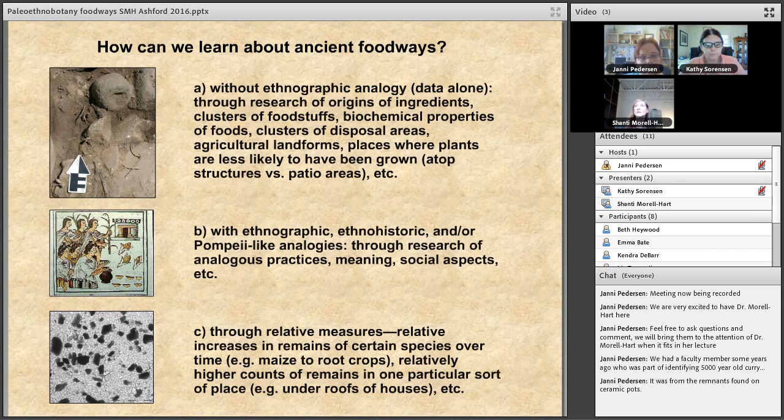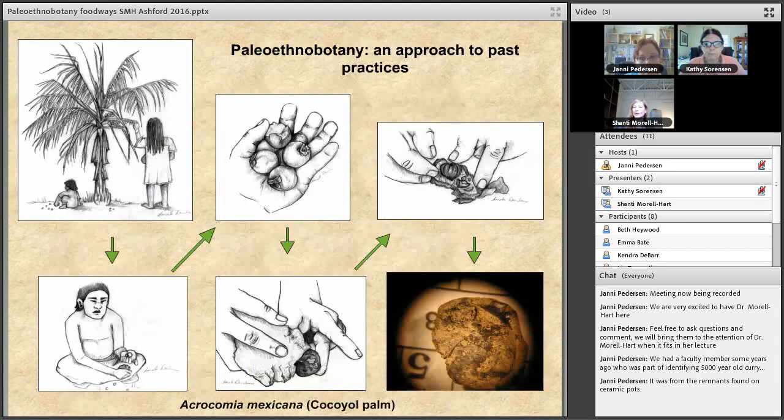We might not have a good sense of the properties of a particular plant. We may not have good ethnographic analogies to work with. We may not even know what the plant is. But we could talk about variation, numbers of different kinds of plants that we find in different contexts, in different locations. So we could look at relative shifts of crops over time, maize versus root crops, for example. Or we could talk about relatively higher counts of plant remains in one place, like an ancient household, versus another place, like an ancient plaza. So there are different ways that we can approach plant activity in the past and understand ancient foodways when we're looking at plants.